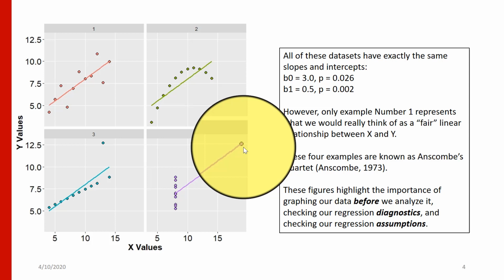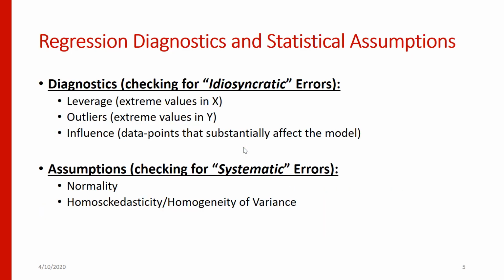But it's also a helpful reminder that we need to check our regression diagnostics, and we need to check our regression assumptions. So diagnostics versus assumptions, these are related terms, but diagnostics are generally ways of looking for what the book refers to as idiosyncratic errors. We want to see, is there any data point that has an extreme X value and might be exerting leverage on the model? We want to see if there's any point that has an extreme Y value and might be an outlier in terms of its residuals, and it might be pulling the model in one direction or the other.